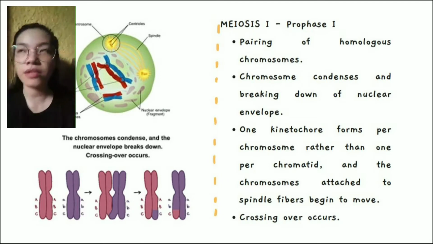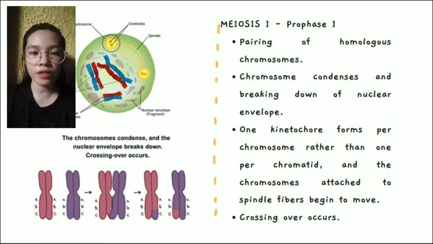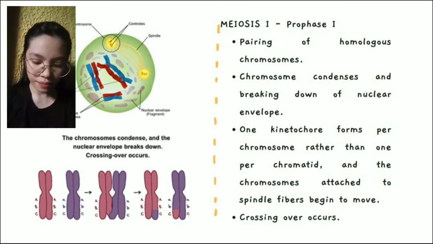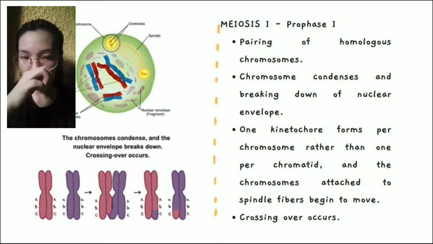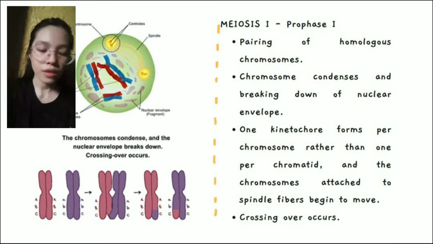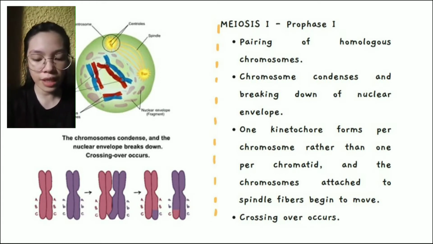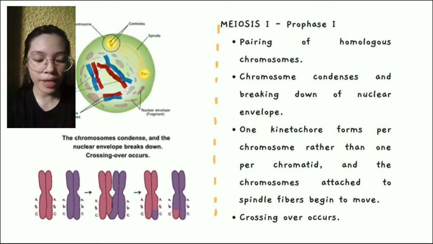What the difference between the prophase of mitosis and prophase 1 of meiosis is that the homologous pairs of chromosomes, meaning having the same gene code, undergo crossing over. So what happens in the crossing over is the sharing or genetic recombination of homologous pairs.